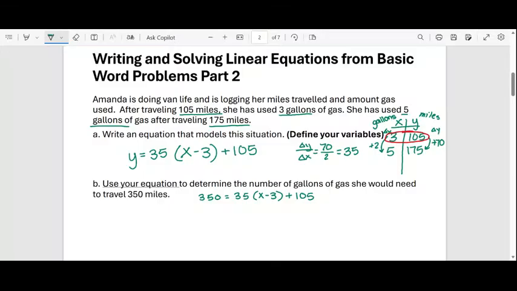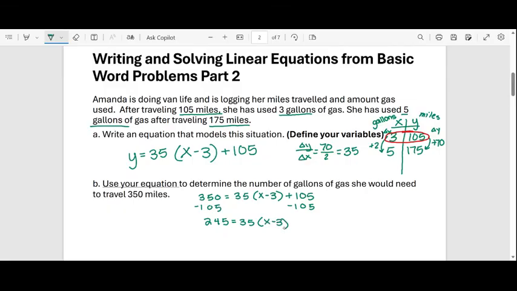So now I just need to get x by itself. So to do that, I'm going to subtract 105 on each side. So I'll say minus 105, minus 105. And 350 minus 105 is going to give me 245. So I'll get 245 equals 35 times x minus 3.